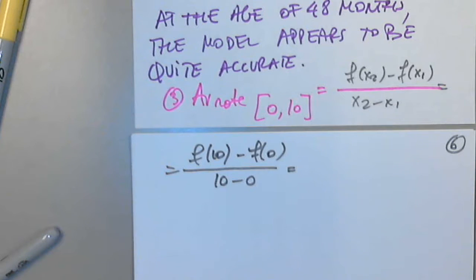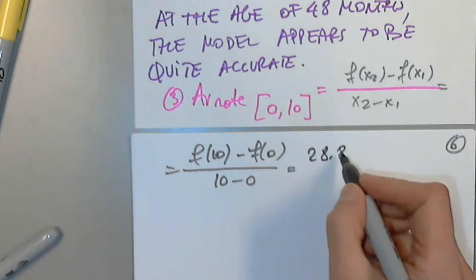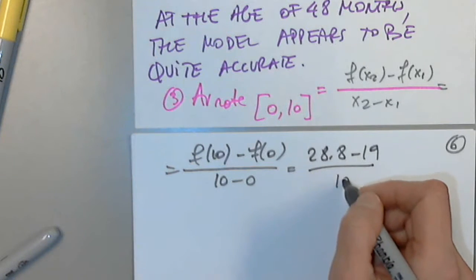Okay, where am I? Right here. Okay. Plug in 0. I did the same problem with the other class. I like this problem very much. So plug in 0, I got 19. Plug in 10, I got 28.8. So I just copy 28.8 minus 19 divided by 10.